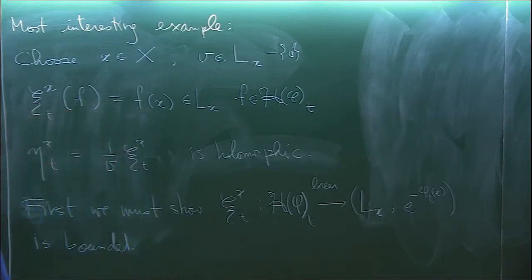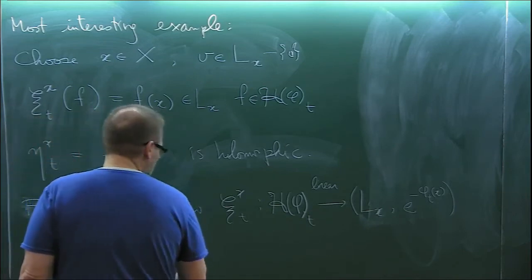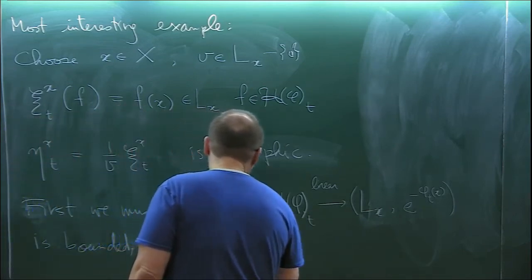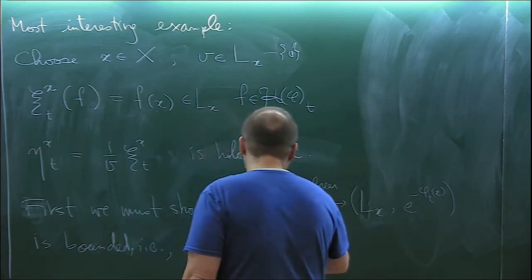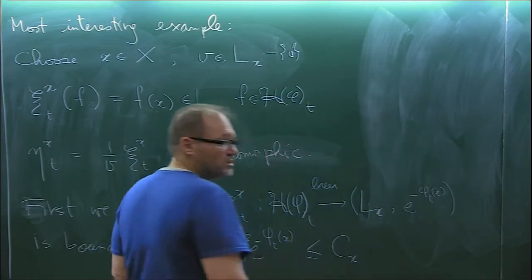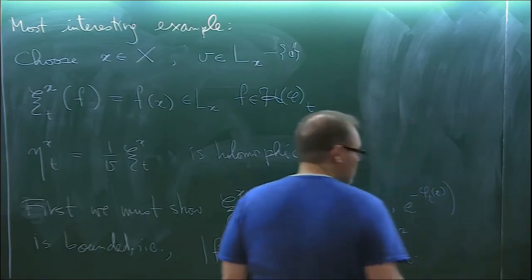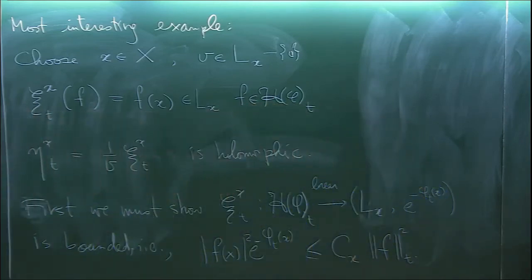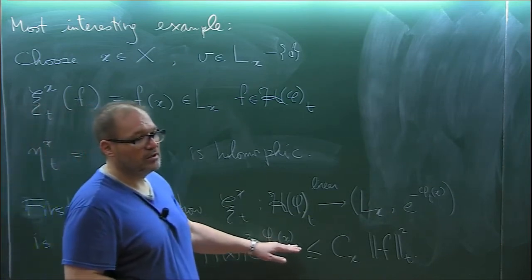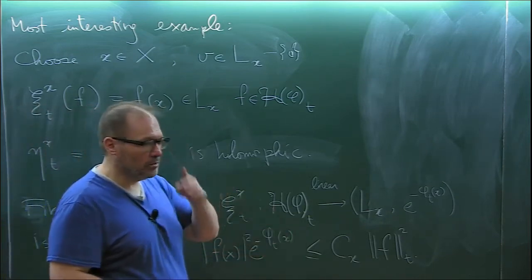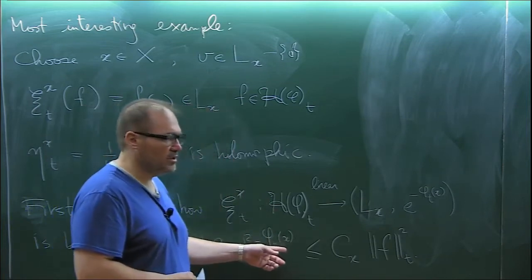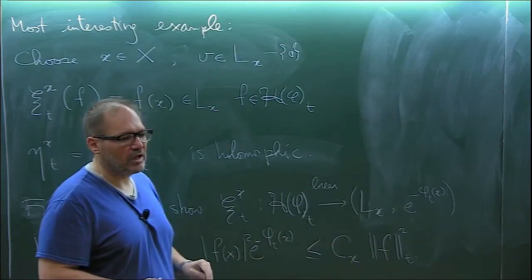So the point evaluation should be bounded. What does that mean? It means that f of x squared e to the minus phi t of x should be less than or equal to some constant that quite possibly depends on x times the norm of f squared with respect to t. Okay? So that's what boundedness means. And this inequality is true. Some of you will probably recognize it when there's no weight as the submean value property. It's often called Bergman's inequality. If there's a smooth weight, it's not a big deal, but why don't I leave that as an exercise as well?